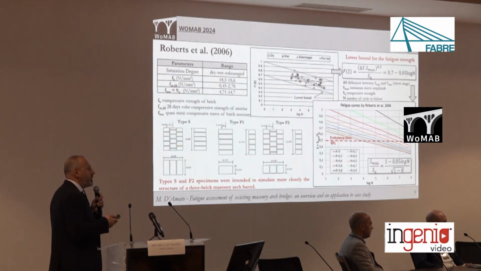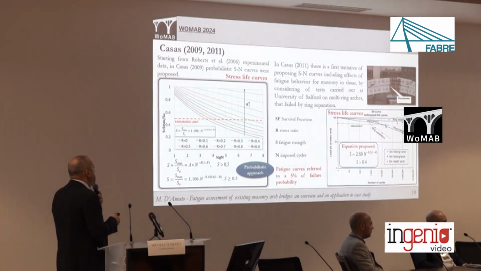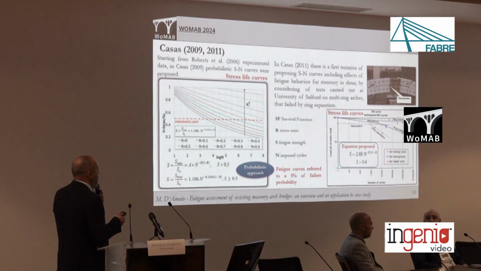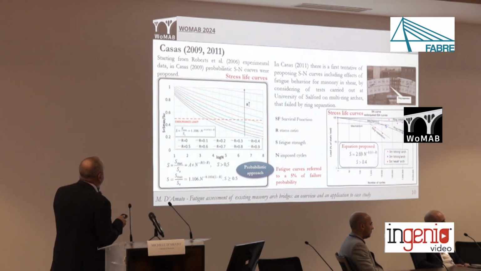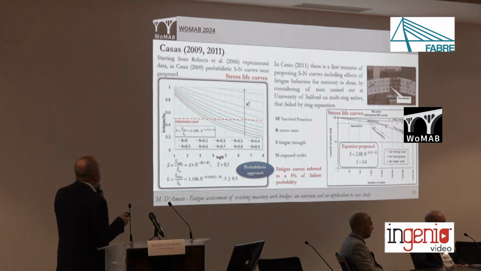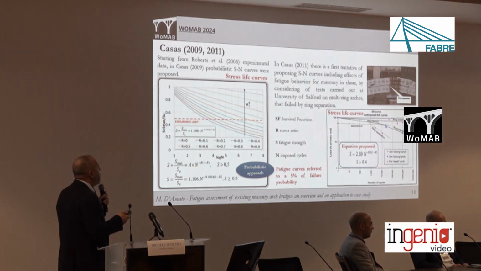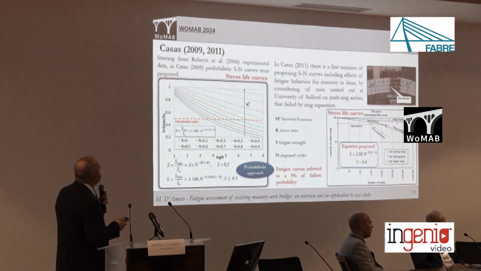And this relationship is as well linear with the logarithm of the number of cycles imposed. Starting from the previous results, Casas re-elaborated these results for proposing new stress-life curves. These stress-life curves are based on a probabilistic approach. This means that the authors proposed a relationship in which the coefficients in a nonlinear equation are related to a certain probability of survival. And there is as well, by the same author, an attempt at including the effect of the fatigue strength through the tangential stresses into the stress-life curves.